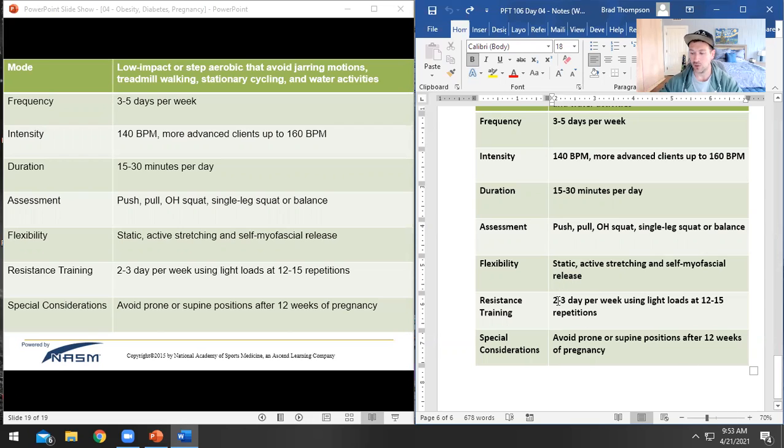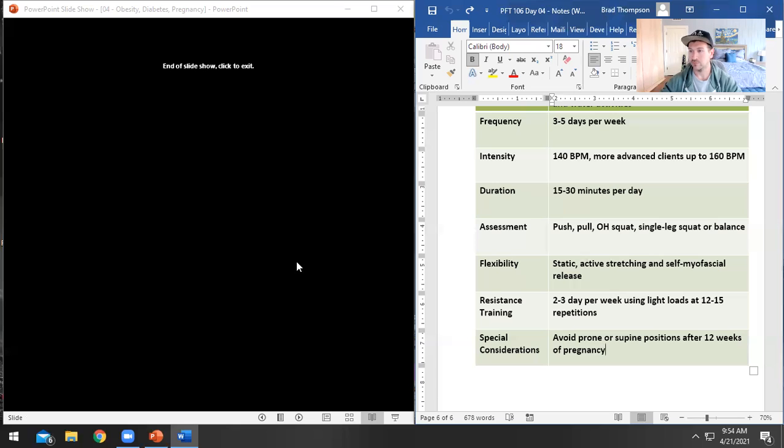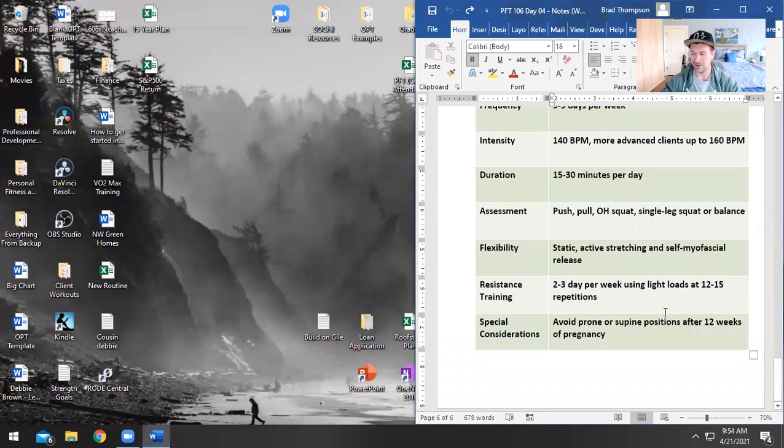For resistance training, we're going to go about 2 to 3 days per week using light loads, about 12 to 15 repetitions. We're really keeping the reps pretty high here. We're not trying to gain strength during pregnancy. We're just trying to maintain activity. So 12 to 15 repetitions is going to work just fine. And then avoid that prone and supine position. That's really the things to take into account. Avoid prone and supine. And then again, let me tell you from personal experience, thermoregulation. Make sure the air conditioning is on, or your client will be very upset.